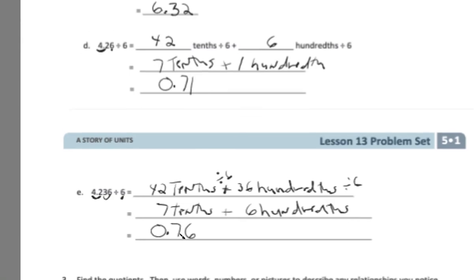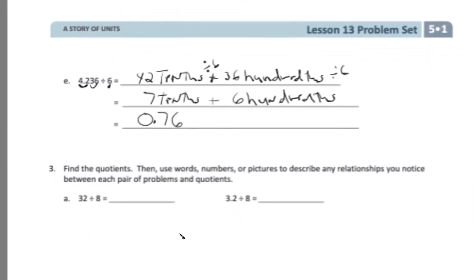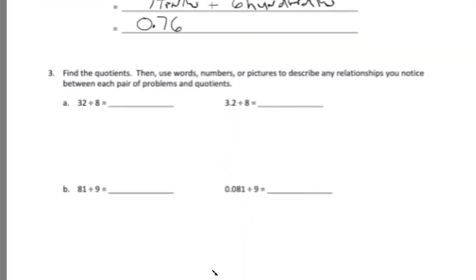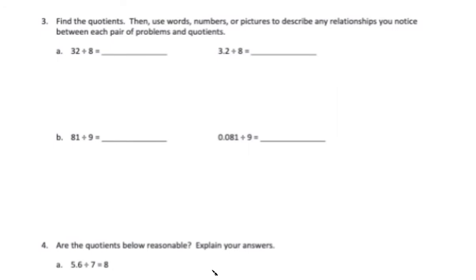Ready? Okay, you're ready. Let's see. Scrolling. All right. Number 3, find the quotients. Use numbers, pictures, words to describe any relationship you notice between the pair of problems and quotients. So the key word here is describe any relationships you notice. So let's see what we notice.